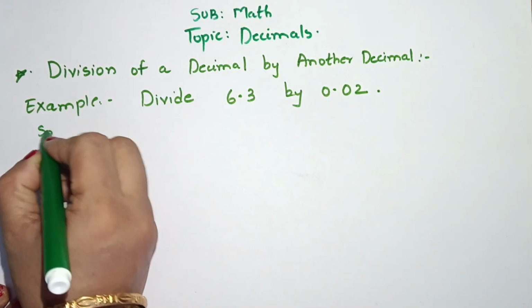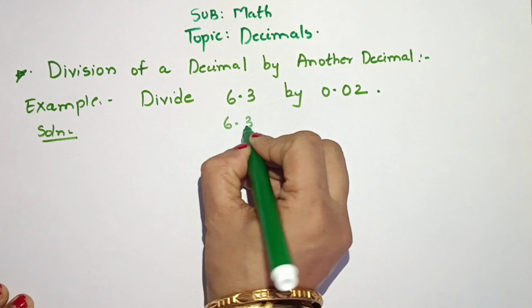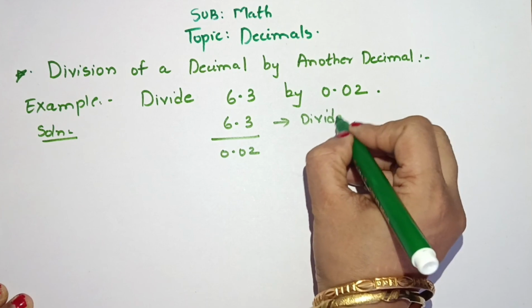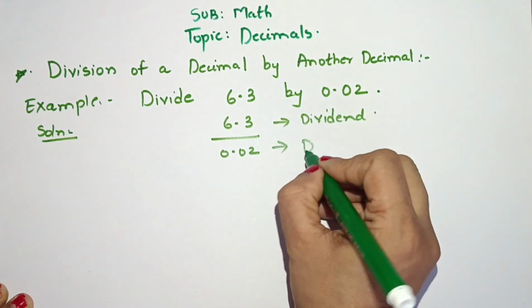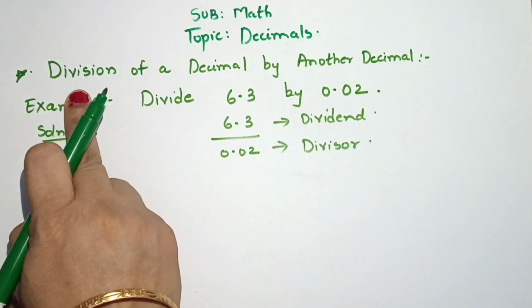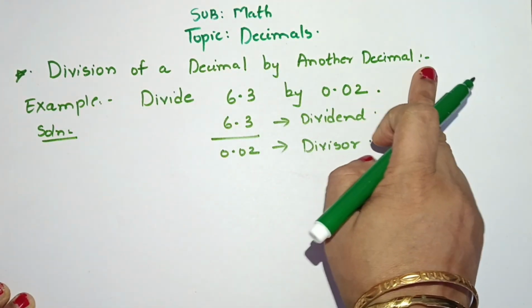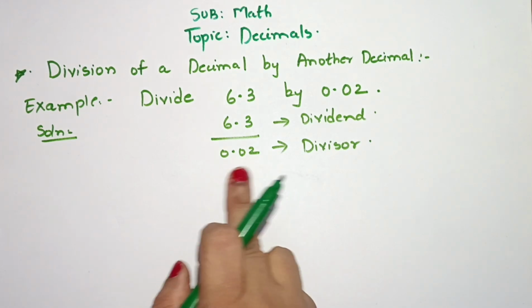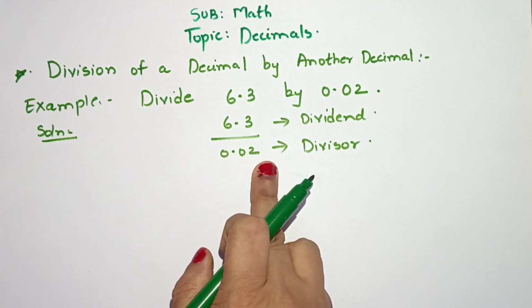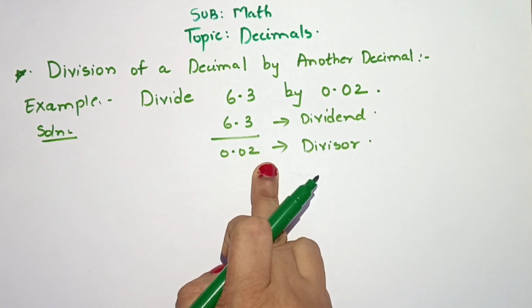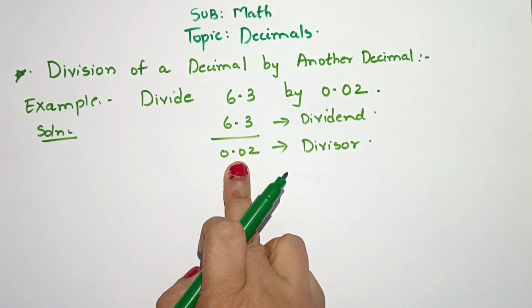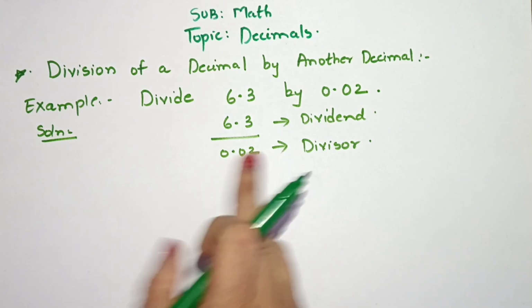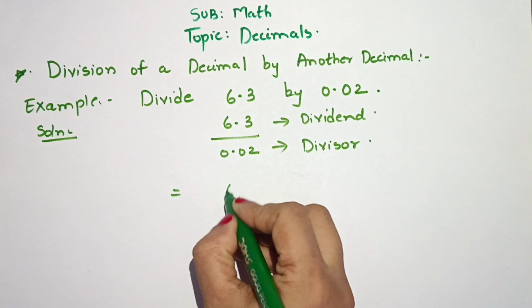First and foremost, 6.3 divided by 0.02. So the first number is called the dividend, and the denominator is called the divisor. This is the division of a decimal number by another decimal number. Now, first step: convert the divisor, and the divisor means the number you are dividing by, to a whole number by moving its decimal point to the right. It means first we have to convert the divisor.